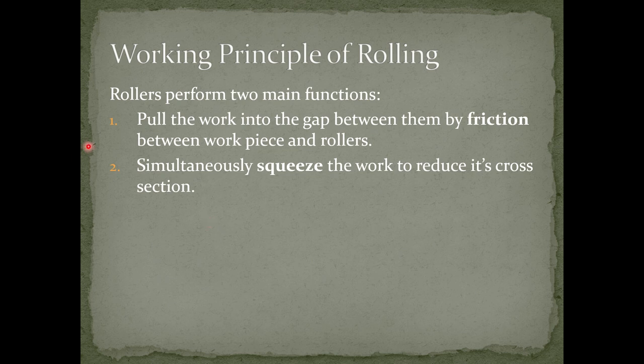The first is it pulls the work into the gap between them by friction between the workpiece and roller. Means because of friction, they pull the workpiece, they drag it. After that, simultaneously squeeze the workpiece to reduce its cross section. Squeeze means continuously applying force. Means due to that continuous compressive force, it is able to reduce its cross section. So these are the two main functions of rollers.